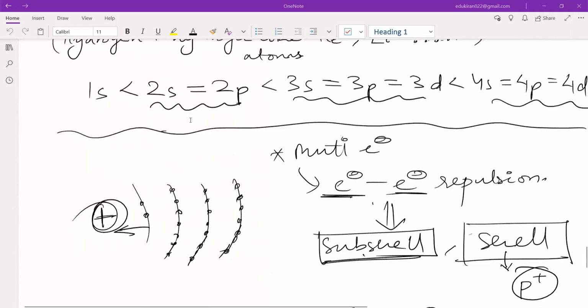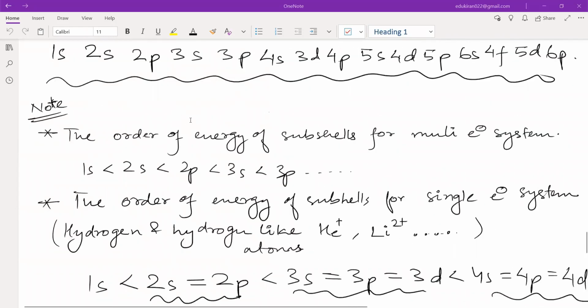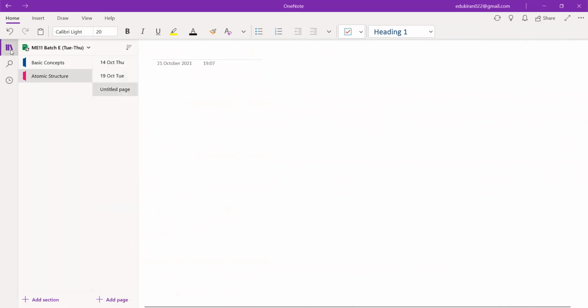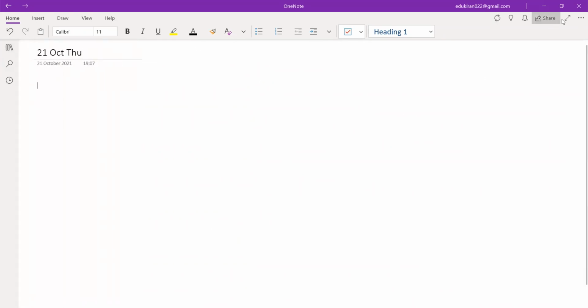Written this, that order of energy of subshells for single electron system and for multi-electron system, right? Let me just add a new page here. That is 21 October, and today is what? Today is Thursday. Yeah. Get this full screen.